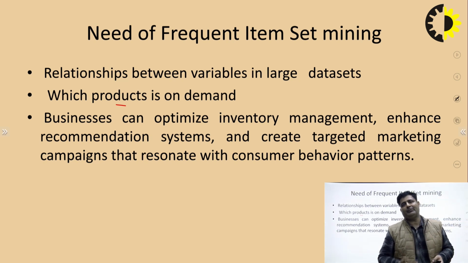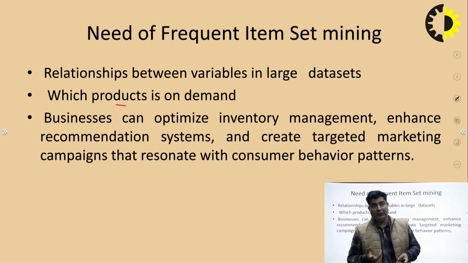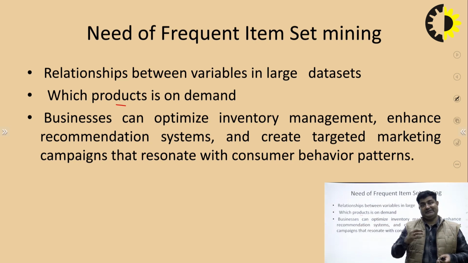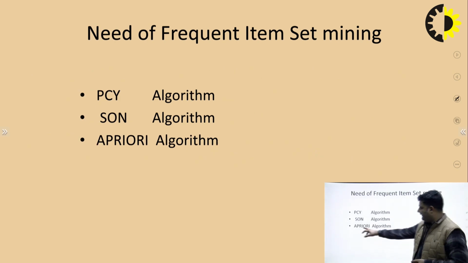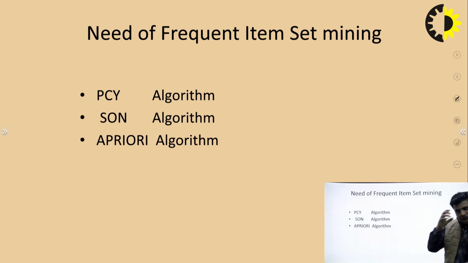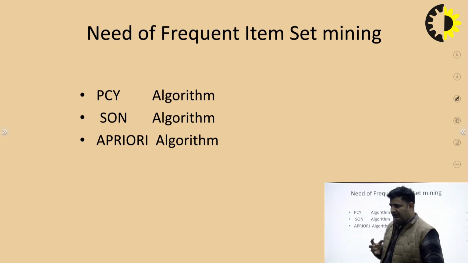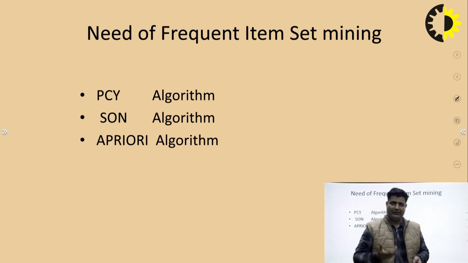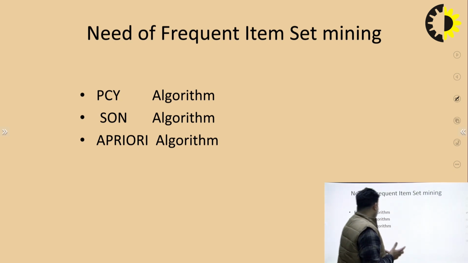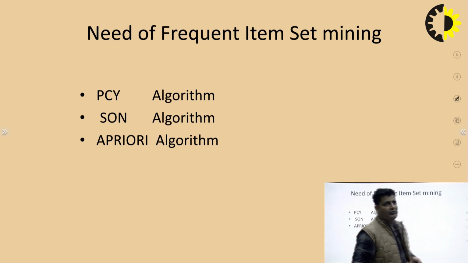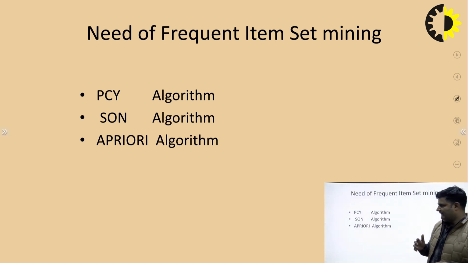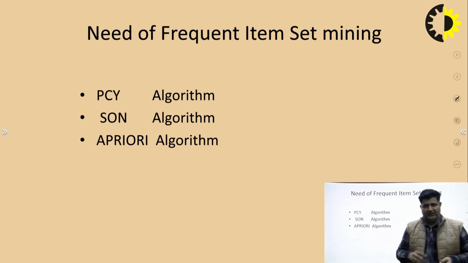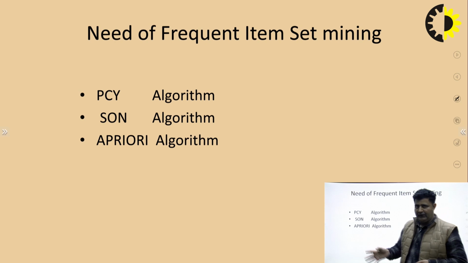Generally, there are three algorithms mostly used for frequent item set mining: the PCY algorithm, the SON algorithm, and the Apriori algorithm. These are the three most commonly used algorithms in the field of frequent item set mining. In this video we focus on the PCY algorithm, in the next video we complete the SON algorithm, and in the third we complete the third algorithm. Let me also give an overview of all three.